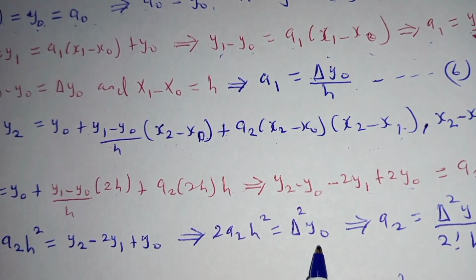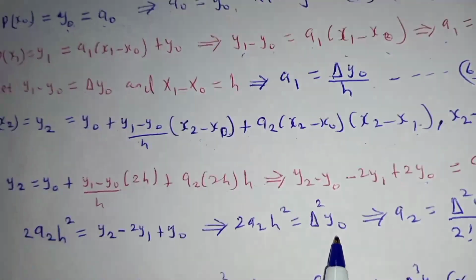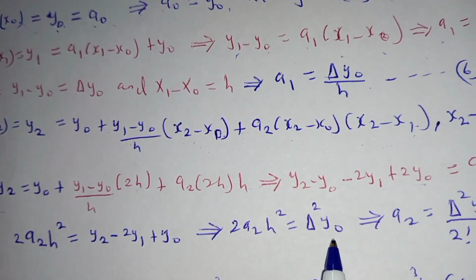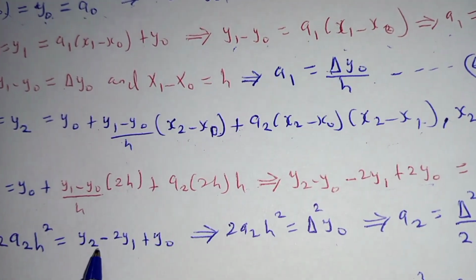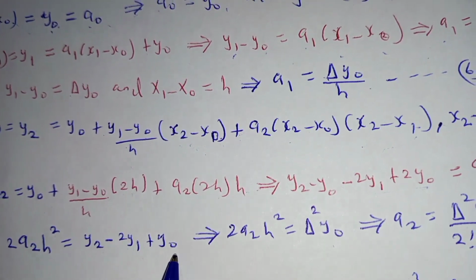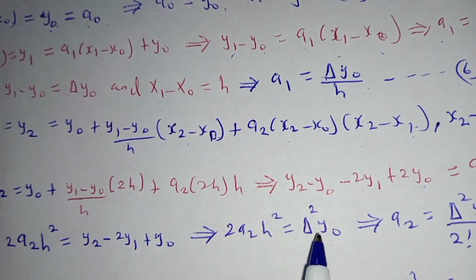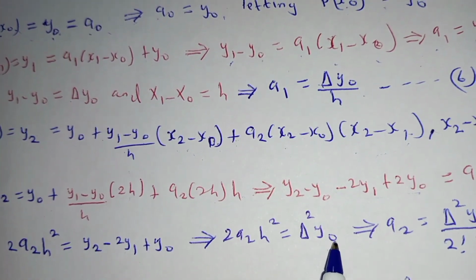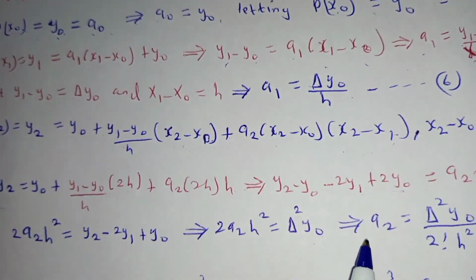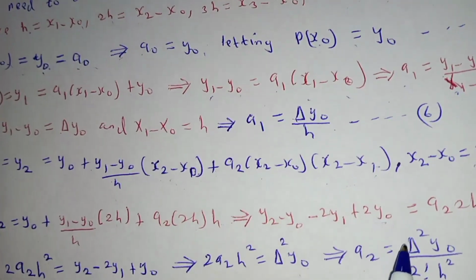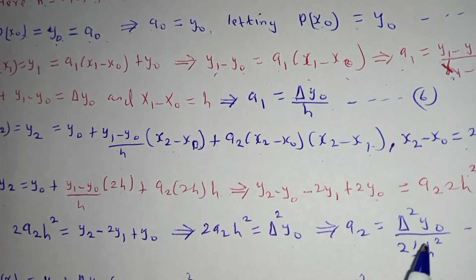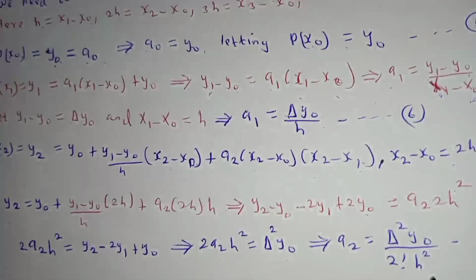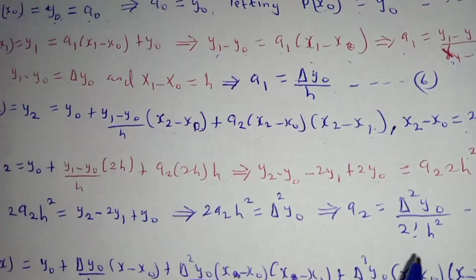On how to arrive at this, check my previous presentation. You are going to see how y2 minus 2y1 plus y0 is equivalent to the second forward difference of y0, meaning that our a2 is equivalent to the second forward difference of y0 divided by 2 factorial h squared.